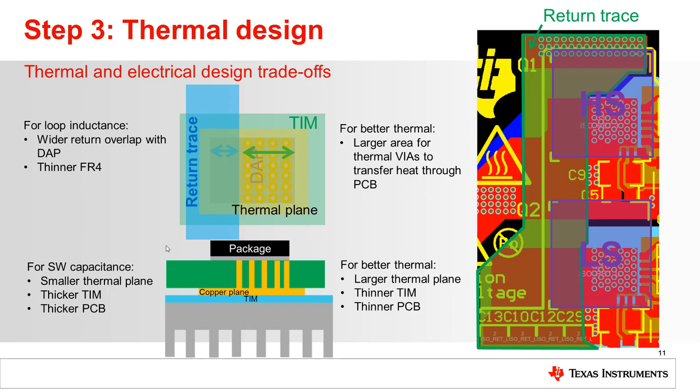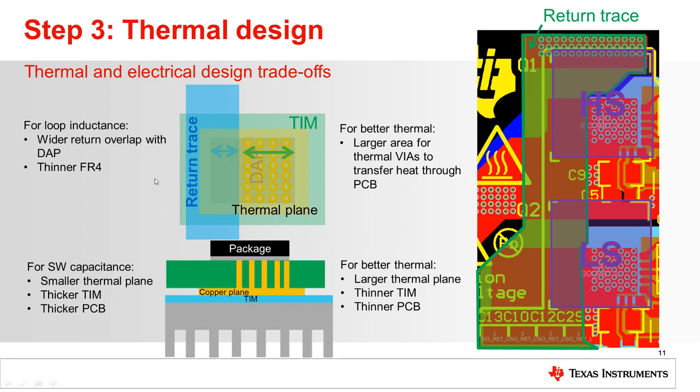After talking about the electrical designs and ways to reduce the parasitics, we will look into ways to improve the device's thermal design, and here comes some trade-offs we need to make. For a smaller loop inductance, we want to have a larger overlap area between the return trace and die attach pad, and also thinner FR4 for better magnetic field cancellation.